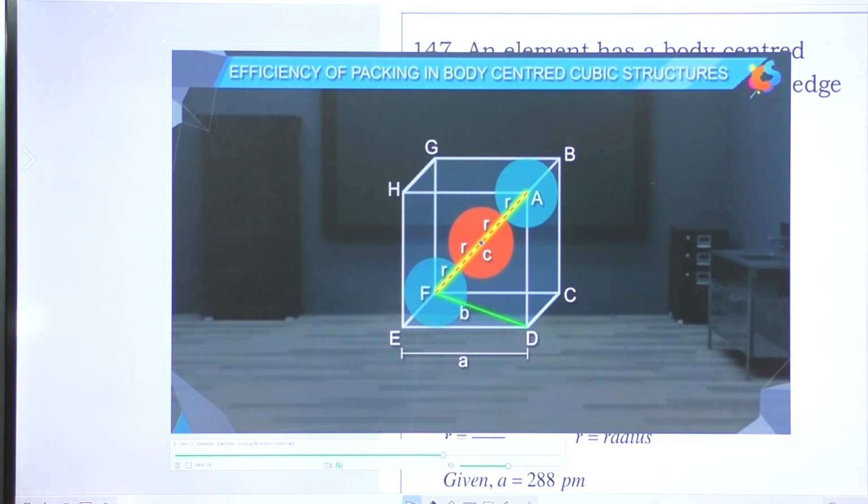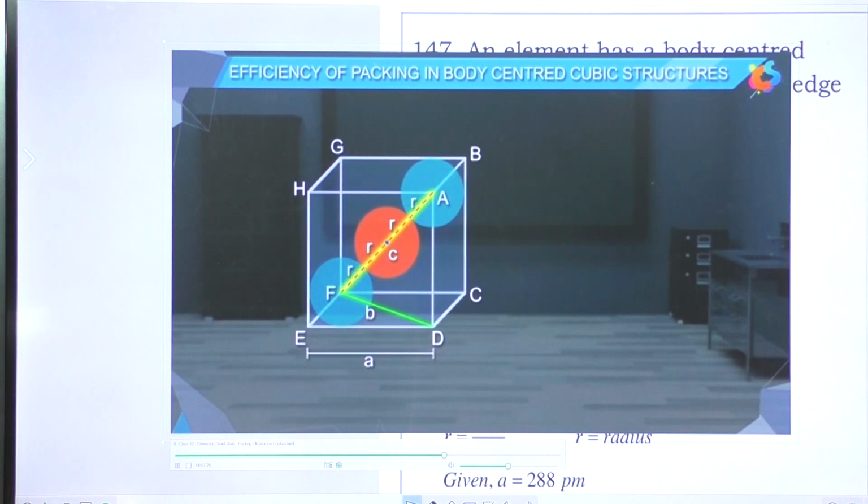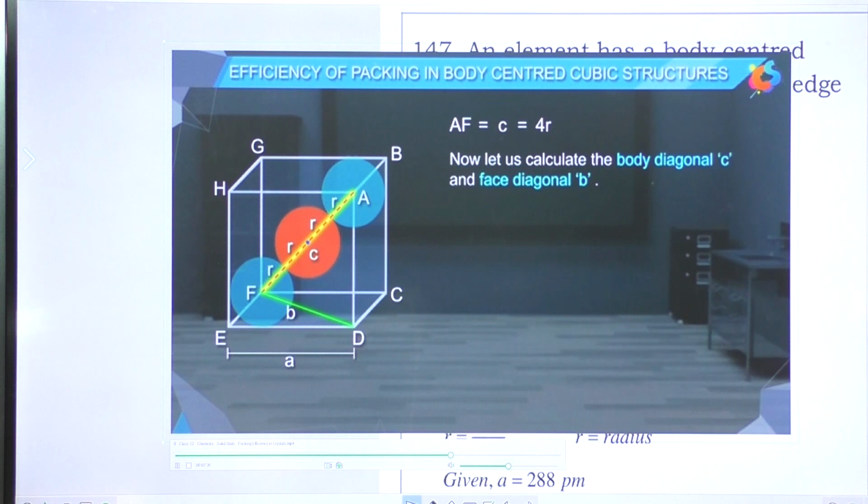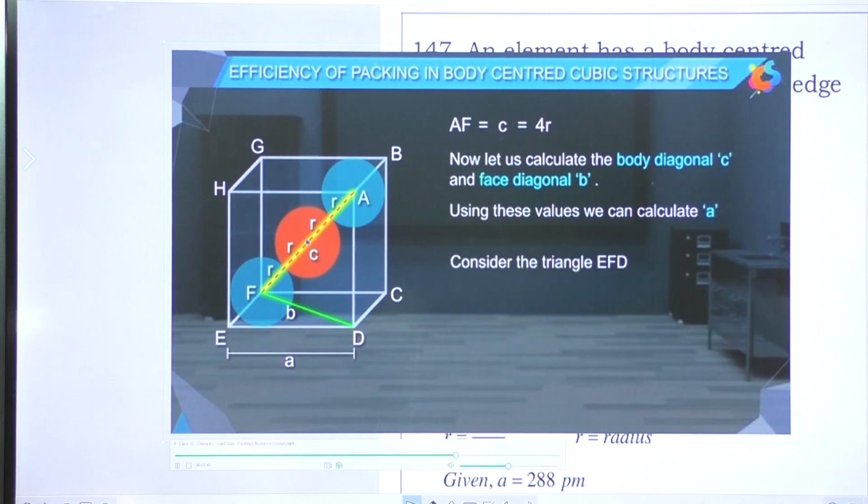FD is equal to B. Then AF is equal to C, which is equal to 4R. Now let us calculate the body diagonal C and face diagonal B. Using these values, we can calculate A. Let us consider the triangle EFD.